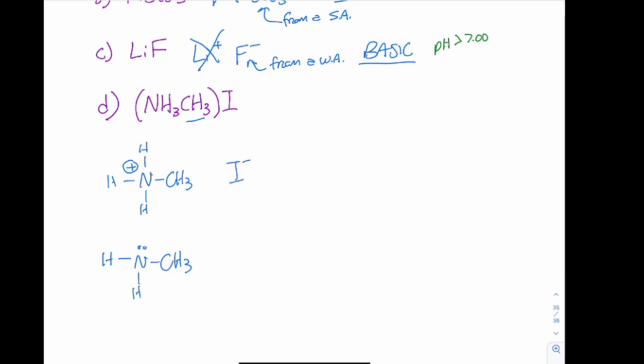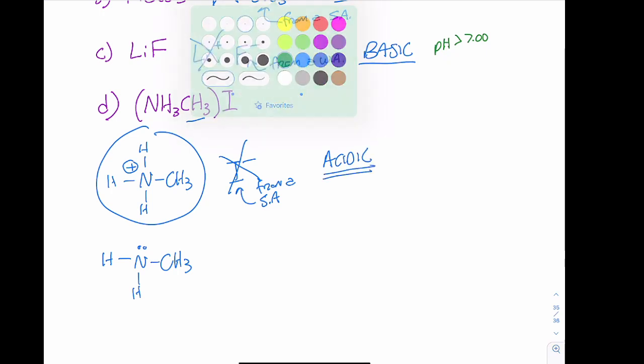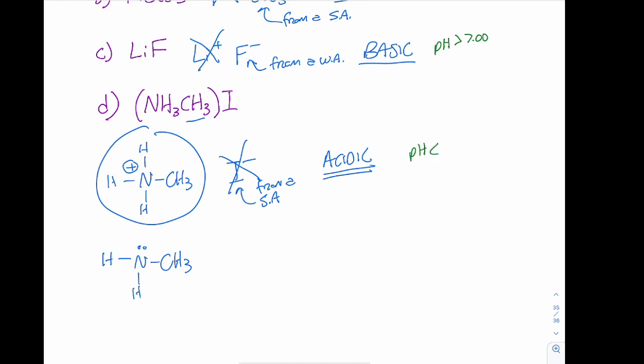I have I-. I- is from a strong acid, so it's inert, it's not reactive, but this, however, is a weak acid. So this is going to be an acidic solution. My pH is going to be less than 7.